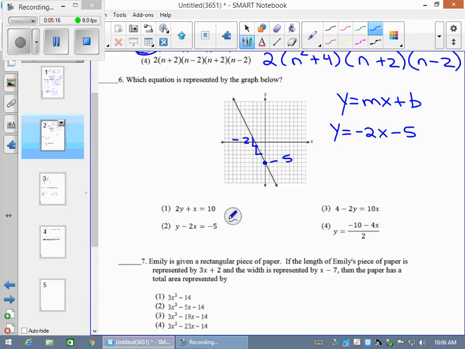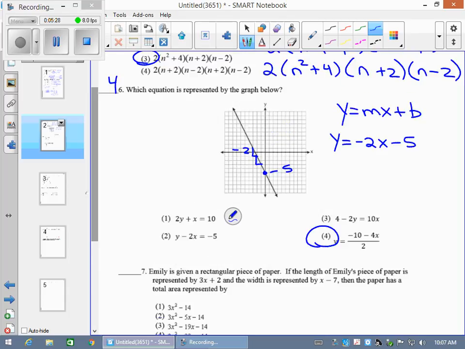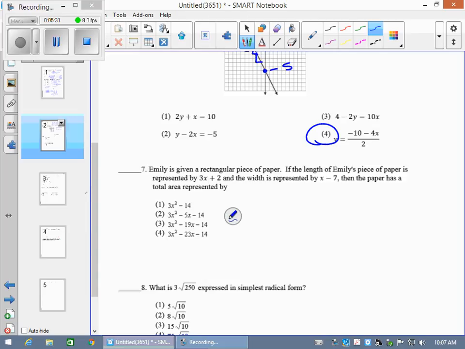So what you would have to do is try each choice and solve each choice and put it in y equals form to find the one that matches. So the correct answer is actually choice 4. Because when you go to solve this, say this is y equals -10 divided by 2 minus 4x divided by 2. In other words, each of these is being divided by 2. So y equals -5 minus 2x, which is y equals -2x minus 5.